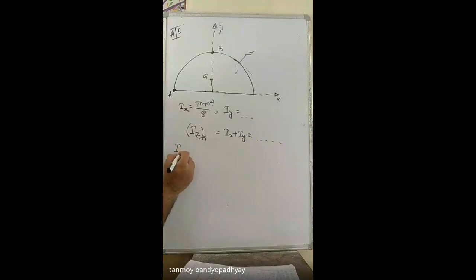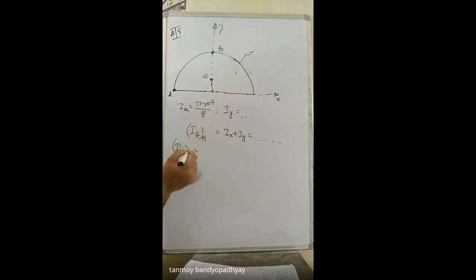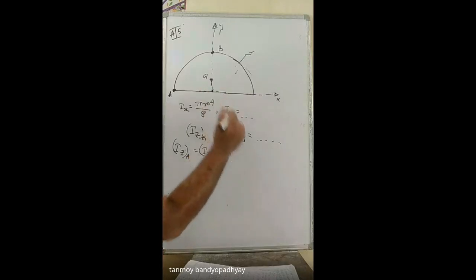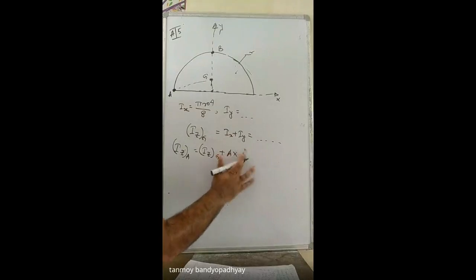Then you have to calculate IA, the Iz at the point A. Polar moment means you are calculating Z in this case, since this is X and this is Y. Perpendicular to this cross section, perpendicular to x and y, you only have the z axis. That is why the polar moment is about z. So IzA will be equal to IzG plus area of the semicircle into this distance AG square. Just do it at home and see what value of IzA you get.